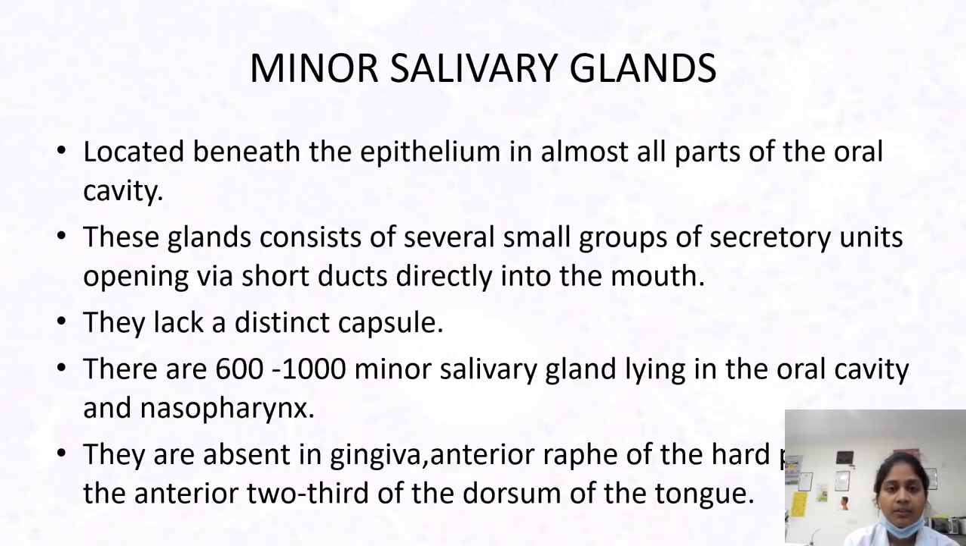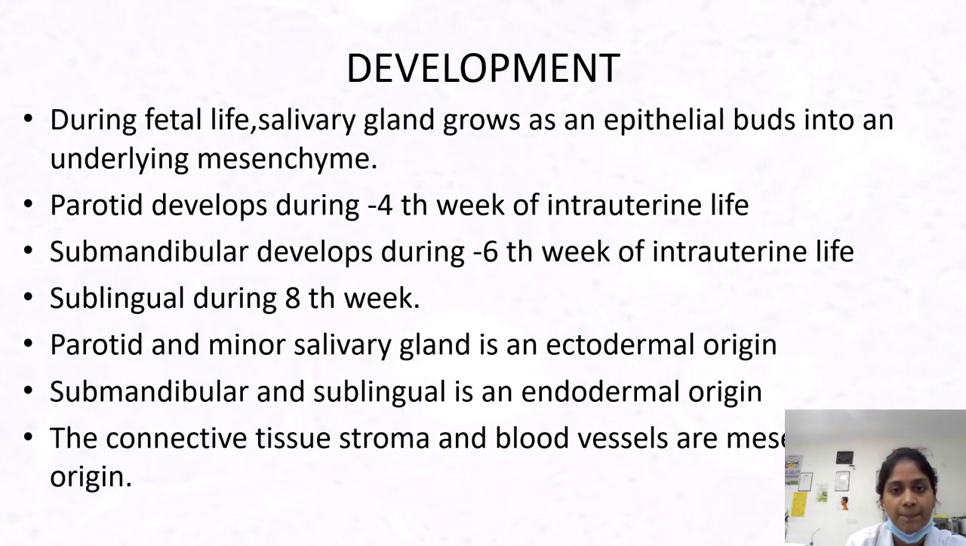Next, coming on to the minor salivary glands. They are located beneath the epithelium in almost all parts of the oral cavity. These glands consist of several groups of secretory units opening via short ducts directly into the mouth. They lack a distinct capsule. There are 600 to 1000 minor salivary glands lying in the oral cavity and nasopharynx. They are absent in the gingiva, the anterior half of the hard palate, and the anterior two-thirds of the dorsum of the tongue.